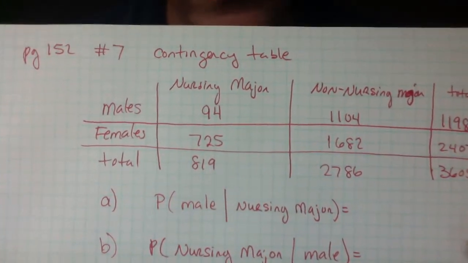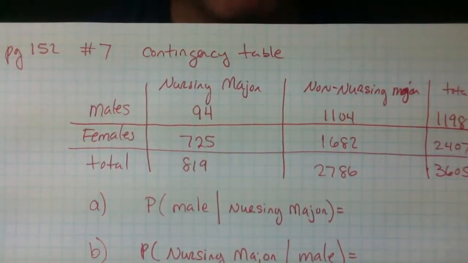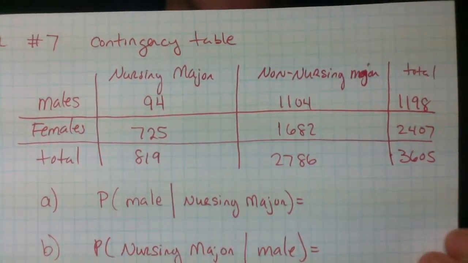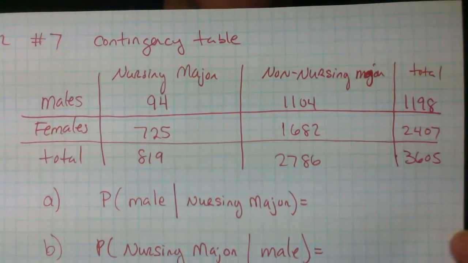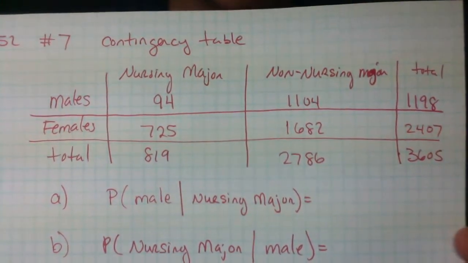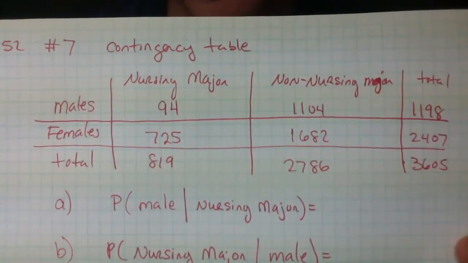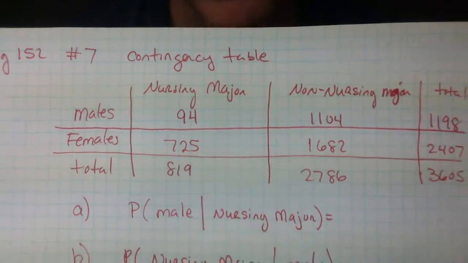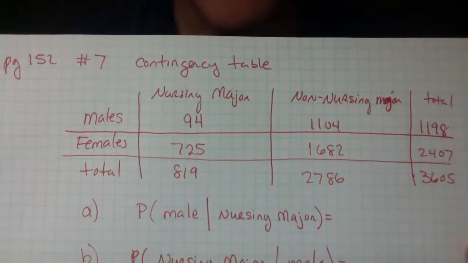Hi, we're going to talk about a contingency table, which is a comparison of two types of categories that might interplay. For instance, nursing major, non-nursing major, male and female. Now, we're going to see how this ties into givens.